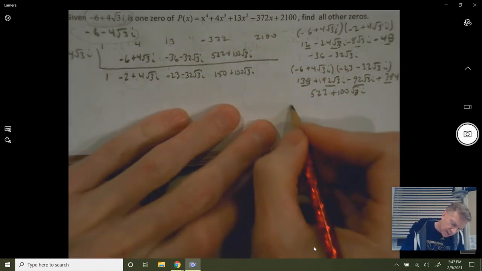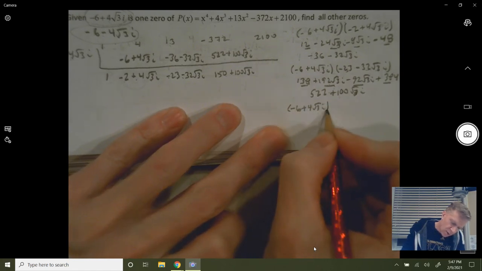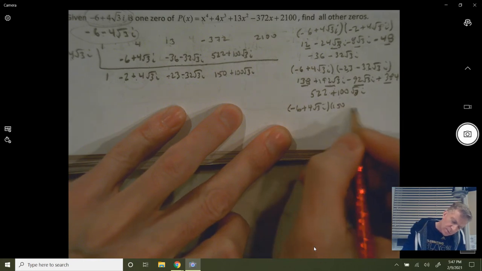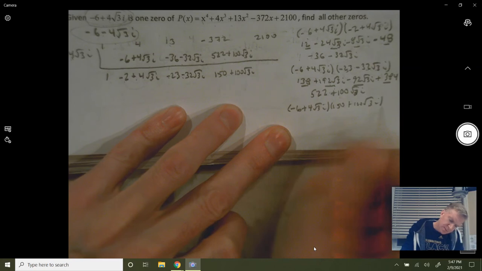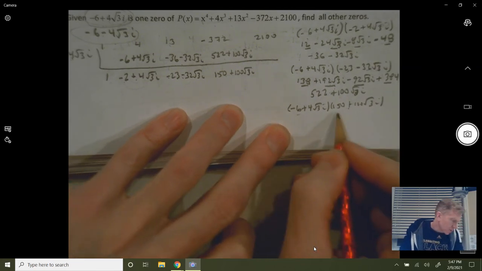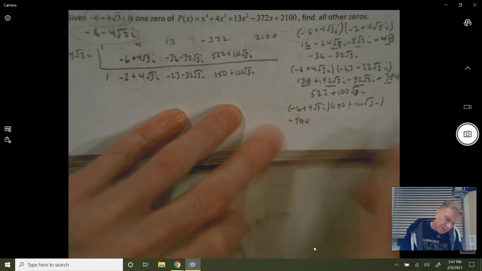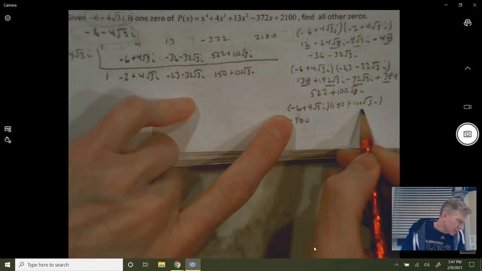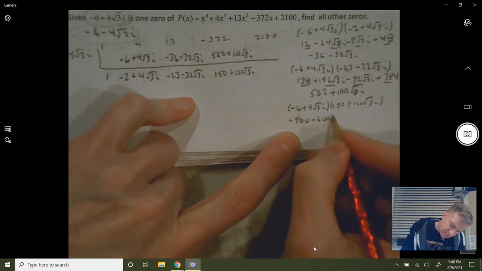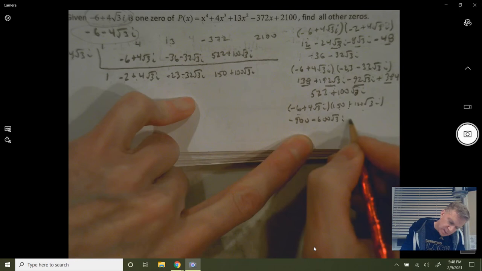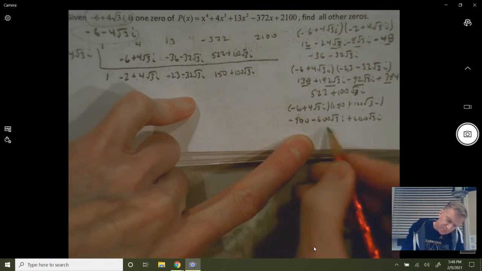So now I've got -6 plus 4 rad 3i times 150 plus 100 rad 3i. It's -6 times 150 gives me -900. The outers gives me minus 600 rad 3i. The inners gives me plus 600 rad 3i. Notice this is where it starts to feel good.